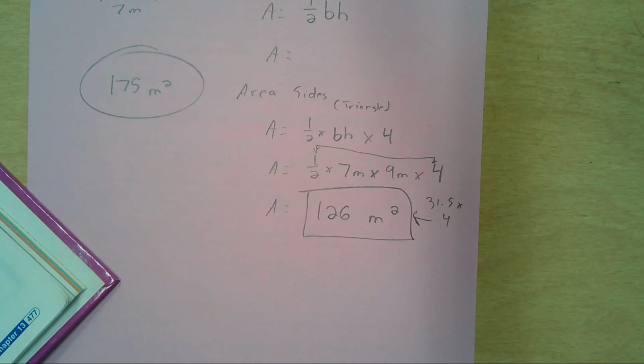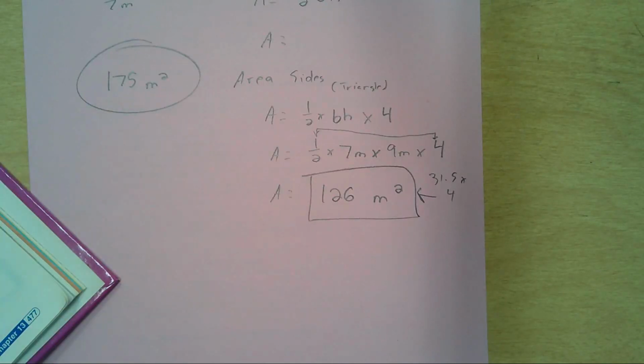That will give you your surface area. That is the area of the square plus triangle 1 plus triangle 2 plus triangle 3 plus triangle 4. All 5 polygons' areas are represented inside that 175 meters squared. Does that make sense? So a formula could be 1/2 times the base times the height times 4 plus the area of the base. That's exactly correct.